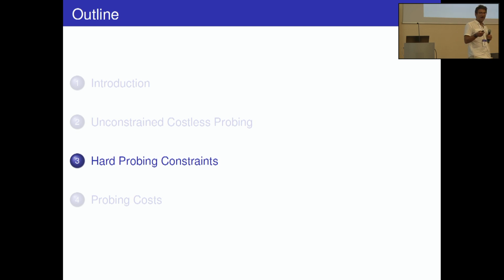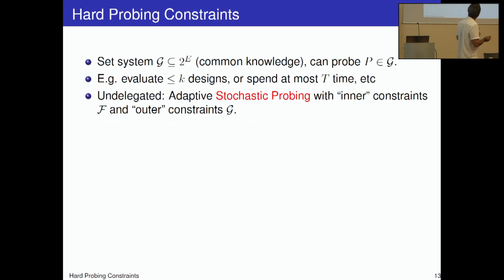Ten is good. Okay. So now, let me talk about what happens when your probing is not for free. One way to capture that is through hard probing constraints. That's the easier one to handle, so I'm going to talk about it first, and that's our first paper. So now, in addition to the set system F of solutions, we have another set system G, which tells us which sets of elements we can probe. So you can pick a set P that's feasible in G to explore.